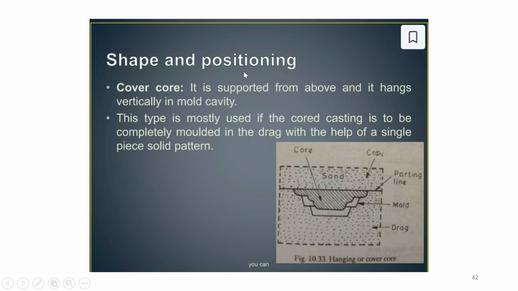Next you have shape and positioning. This is the cover core. It is supported from above and hangs vertically in the mold cavity, and this type is mostly used if the casting is to be completely molded in the drag with the help of a single piece solid pattern. Here it will be hanging from the parting line. The pattern that you will be using will be a single piece pattern.